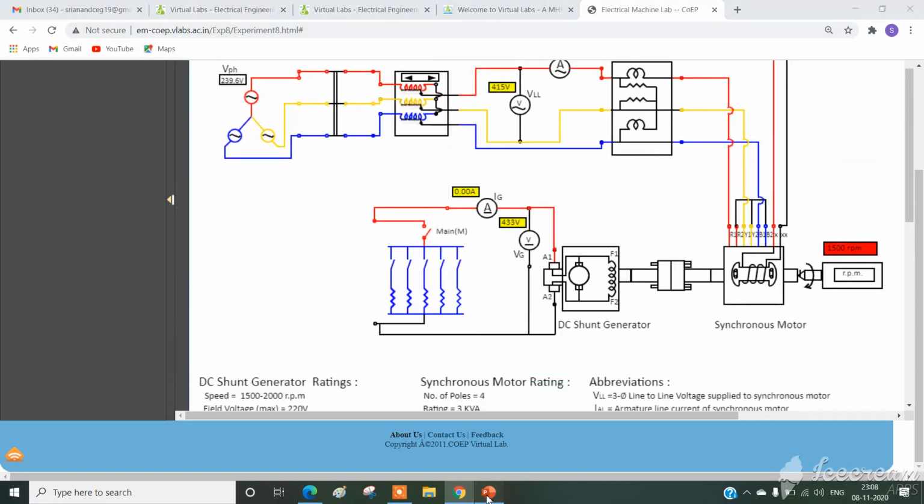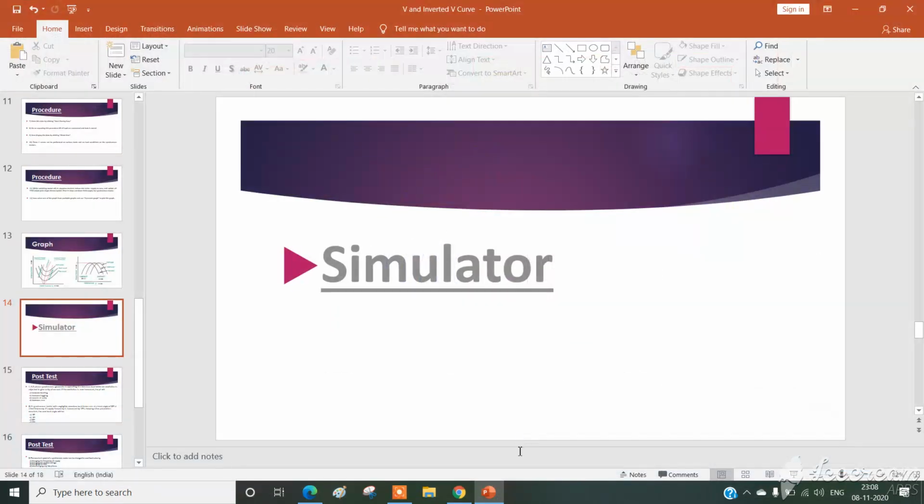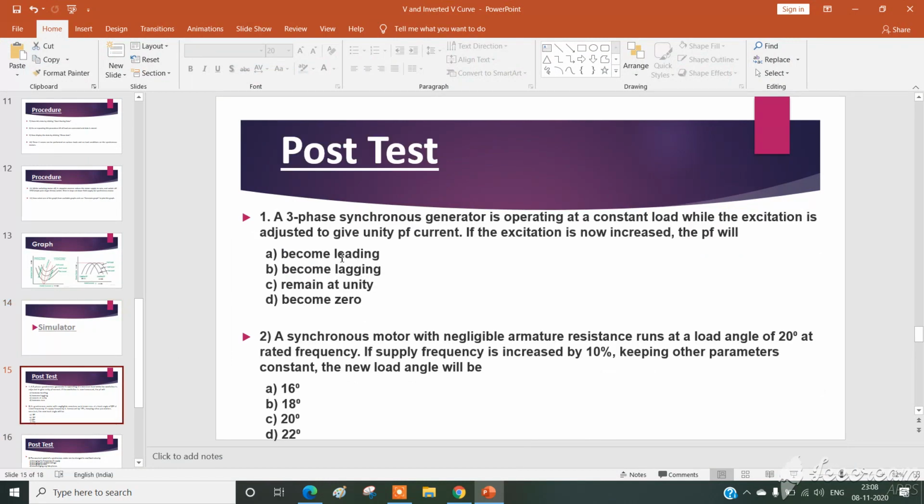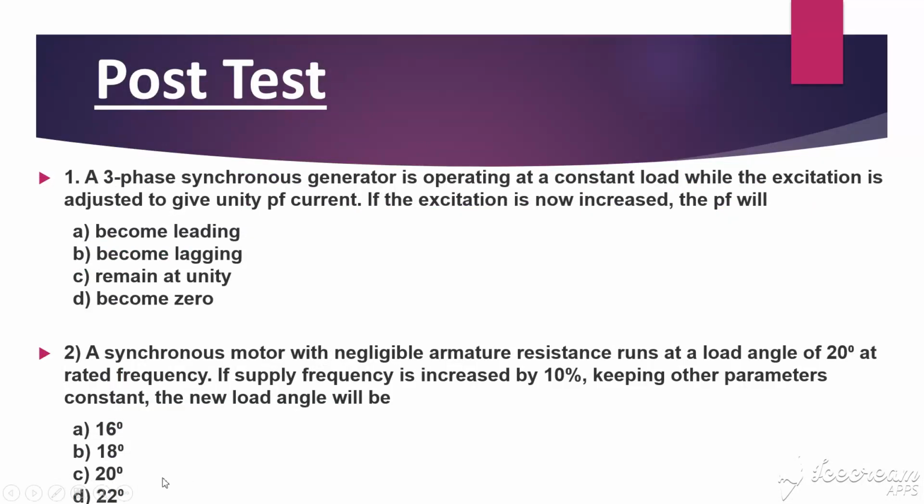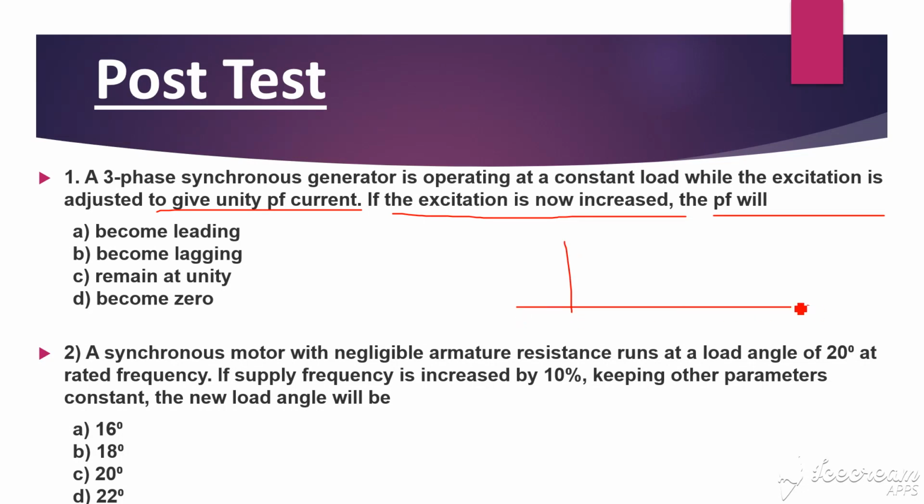Then the simulation is over. Here some questions are also given. A three-phase synchronous motor is operating at a constant load while excitation is adjusted to unity power factor current. If the excitation is now increased, what happens to the power factor? Already we know that along the x-axis we have IF and on the y-axis we have the power factor.